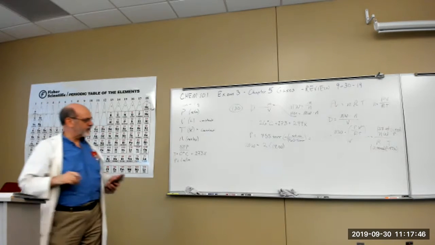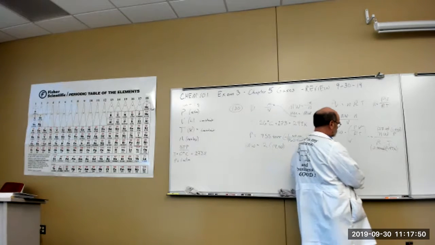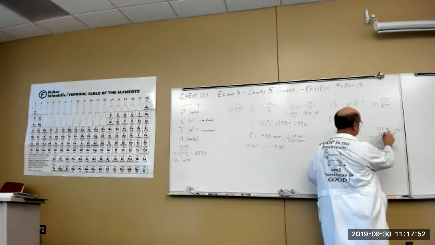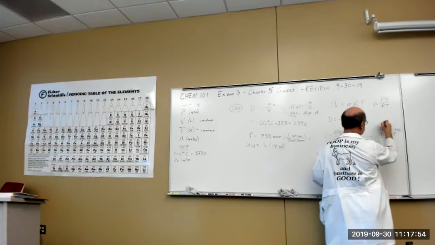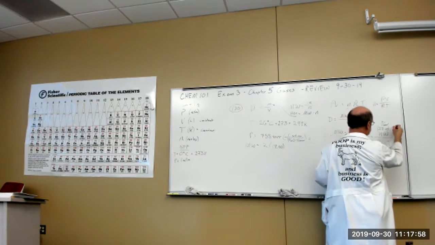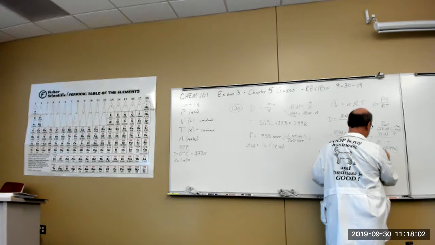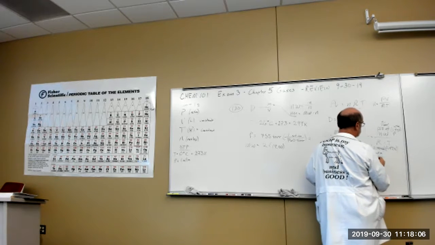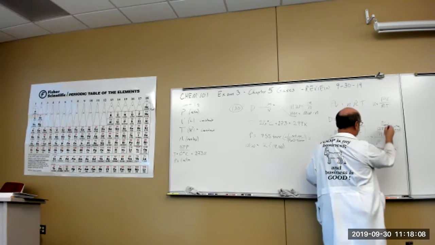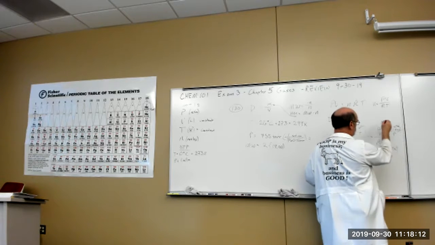It should be 1.54 grams per liter. Right. This is grams per mole. This is atmospheres. This is liter atmospheres per mole K. K's cancel. Moles cancel. Atmospheres cancel. Grams per liter.